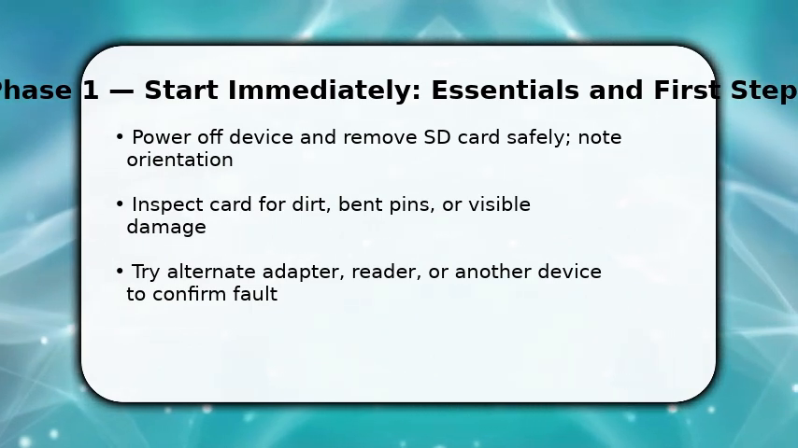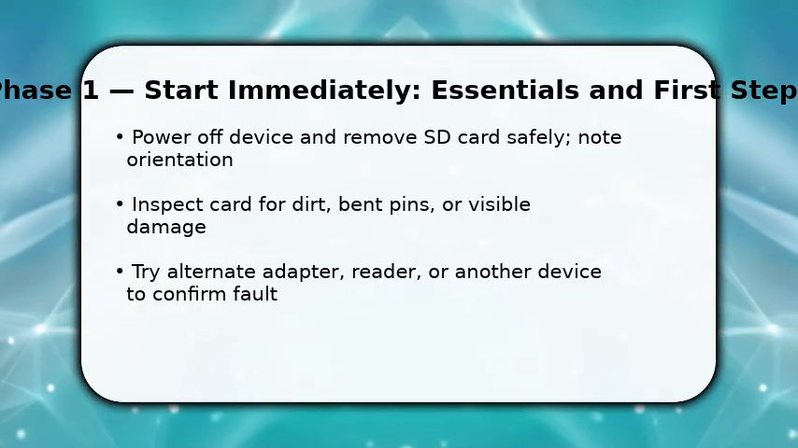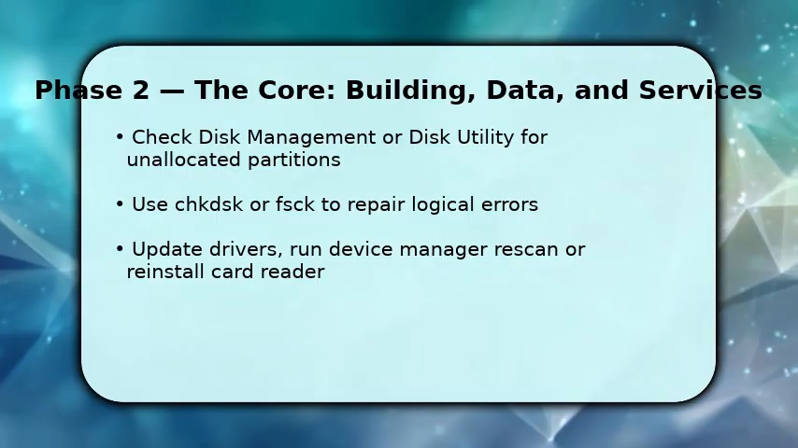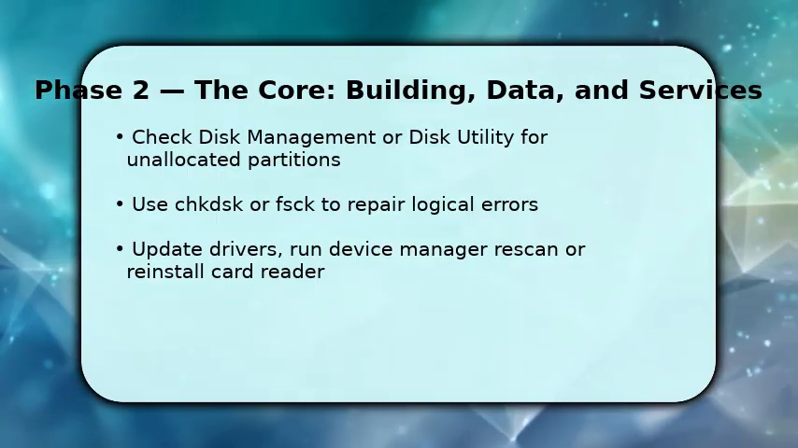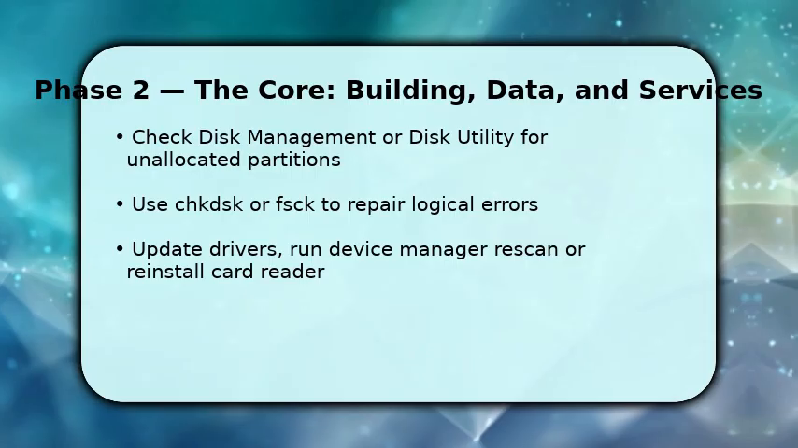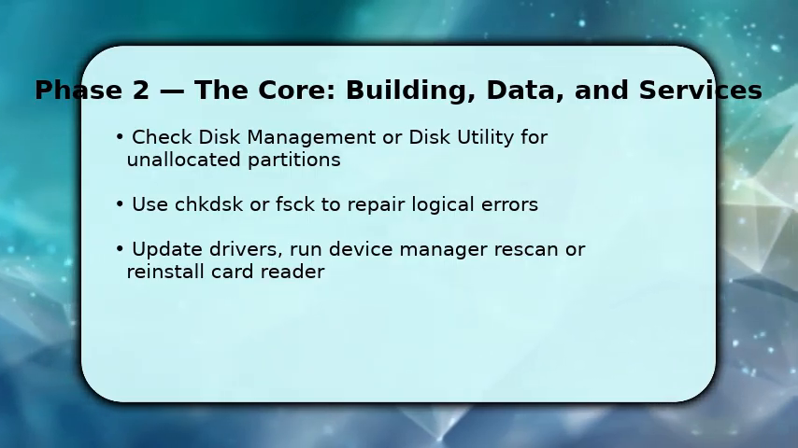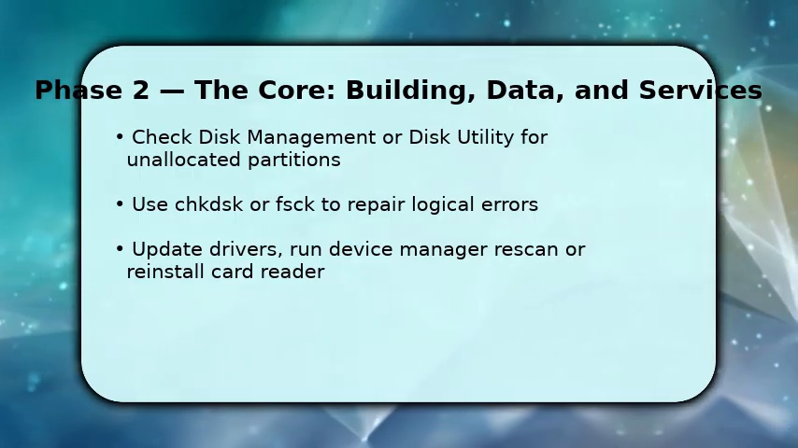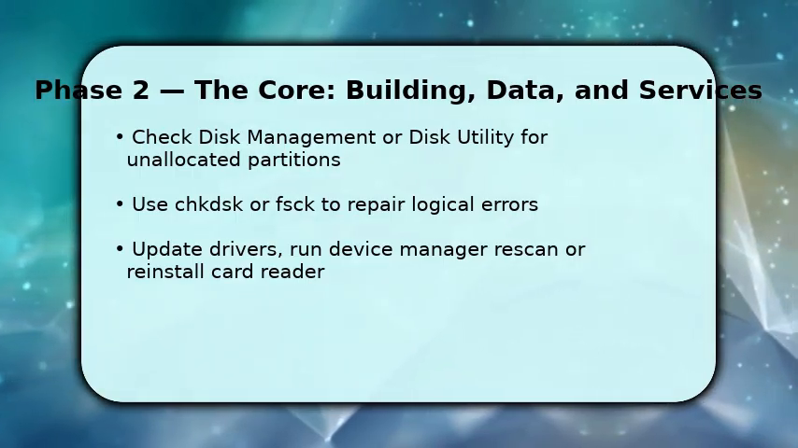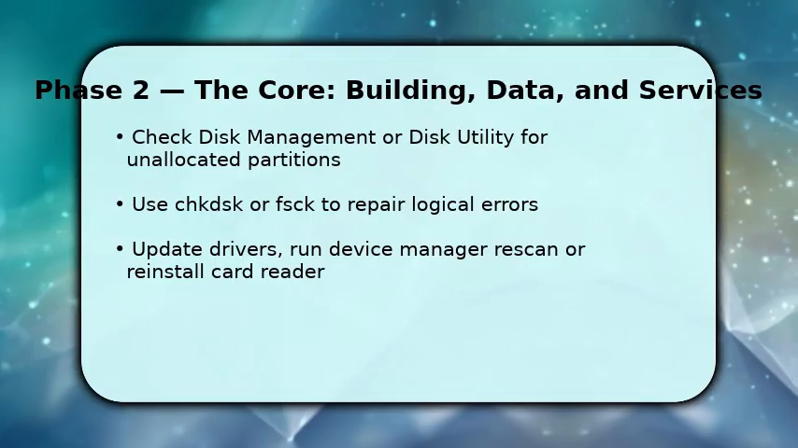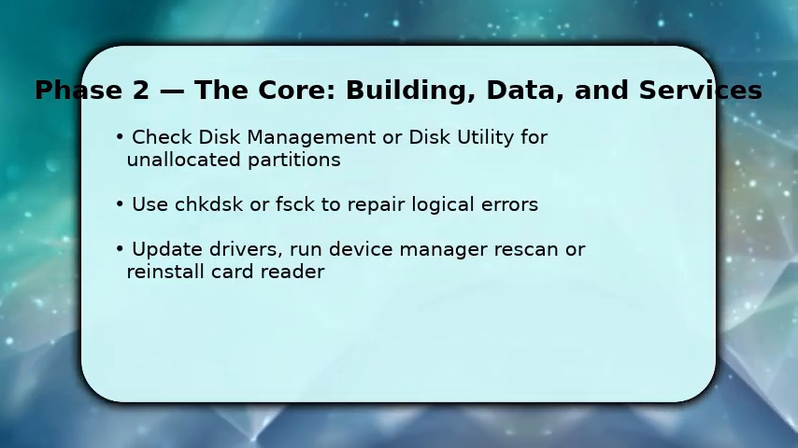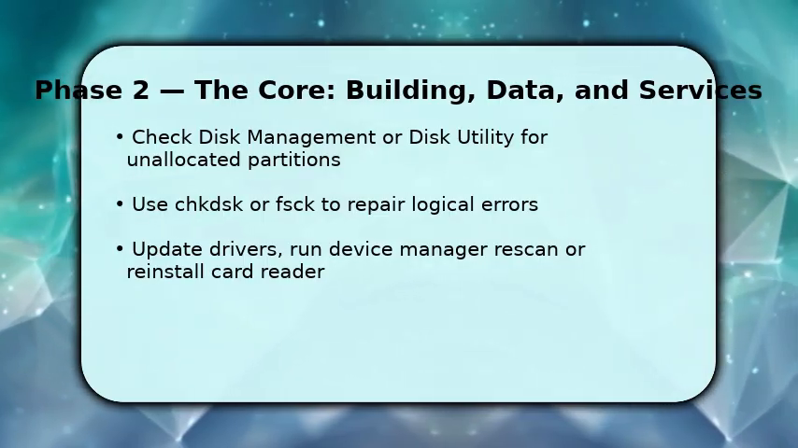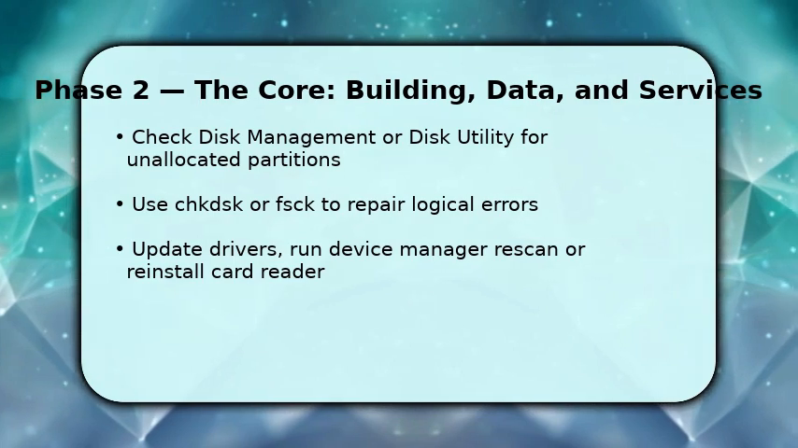If the card appears but isn't accessible, you run Disk Tools to diagnose. On Windows, open Disk Management. On Mac, use Disk Utility, because you might see an unallocated partition or a corrupted file system. Once located, run chkdsk on Windows or fsck on Unix-like systems to repair file system errors. These often restore access. Also make sure to update or reinstall the card reader driver via Device Manager and rescan for hardware. If diagnostics fail, prioritize data recovery.